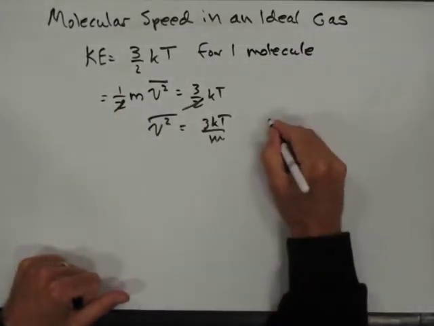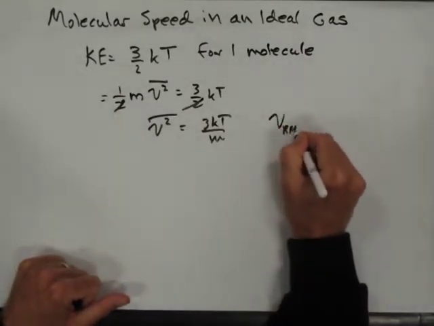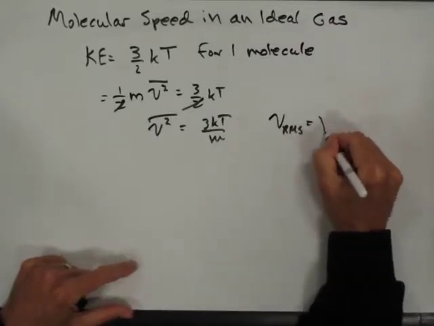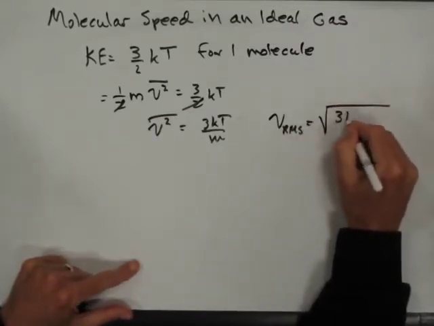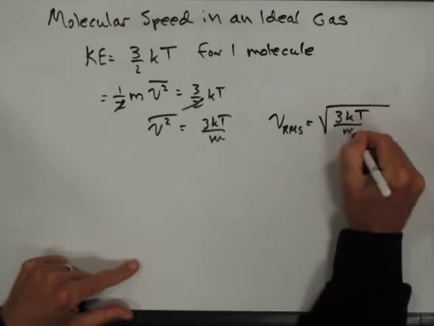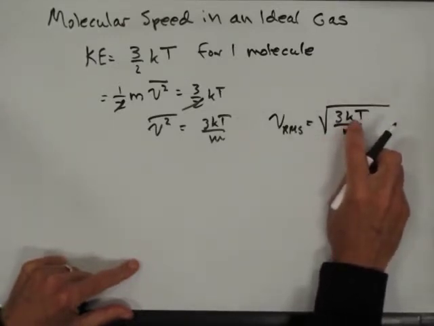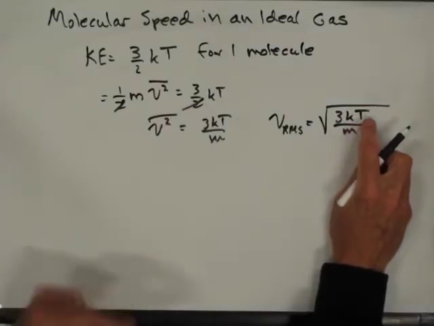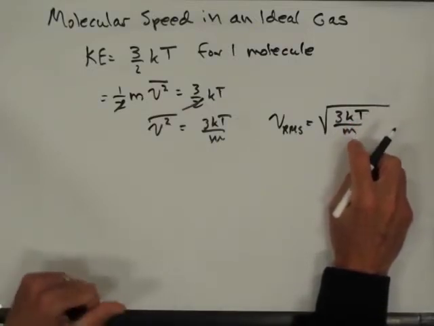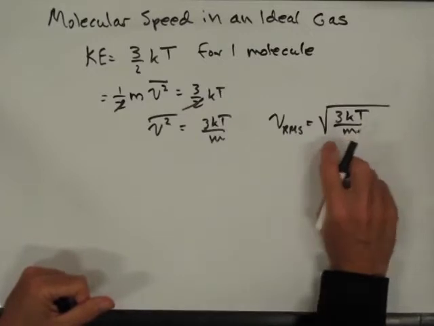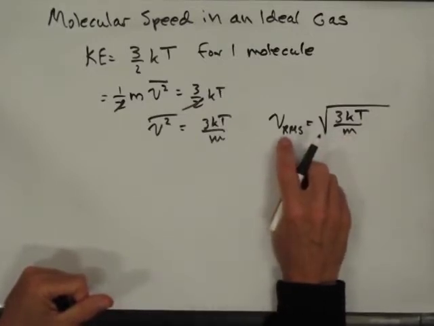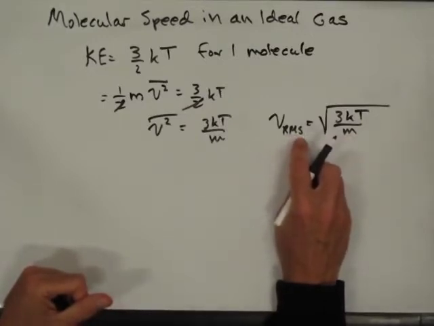And then I can say the square root of that, which we call VRMS, is equal to the square root of 3kT divided by the mass. And so the speed of a molecule is the square root of 3 times the Boltzmann constant times its temperature in Kelvin divided by the mass of a molecule. We call this the RMS, which stands for the root of the mean square.